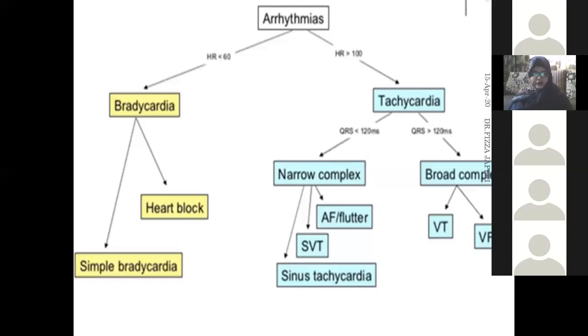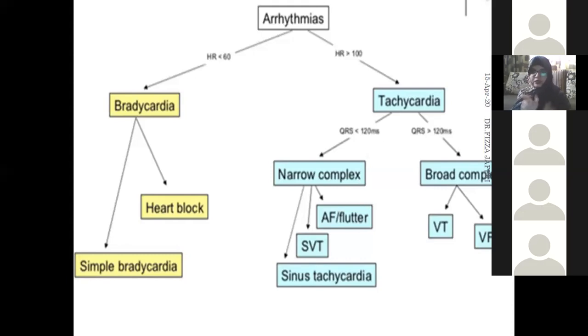If the heart rate is less than 60, it is bradycardia. If the heart rate is more than 60, it is tachycardia, right? Bradycardia is further divided into two groups: simple bradycardia or heart block. Tachycardia is divided on the basis of QRS complex. If the QRS complex is narrow, that means it's less than 120 milliseconds, it is a narrow complex.